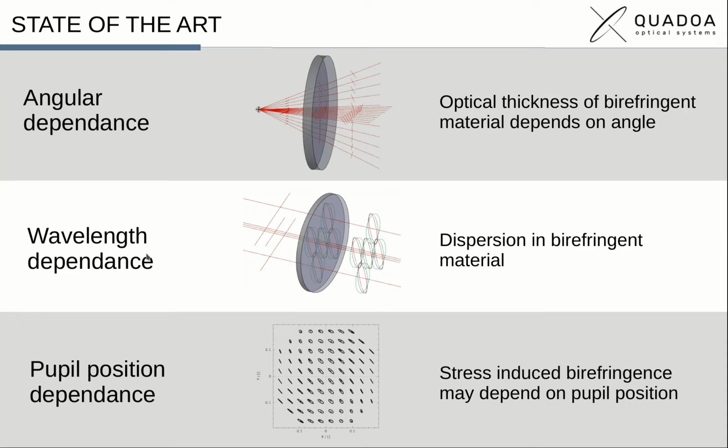Another thing is, for example, if we have dispersion in the birefringent material, in this case we will get a different retardance depending on the wavelength of the light. Or also, for example, if the retardance is different over the pupil, which is, for example, the case for stress-induced birefringence, then we also need some kind of modulation to the Jones matrix over the pupil.